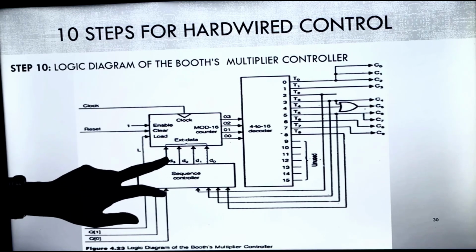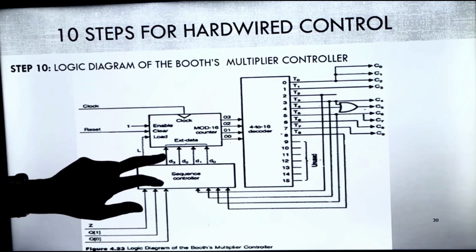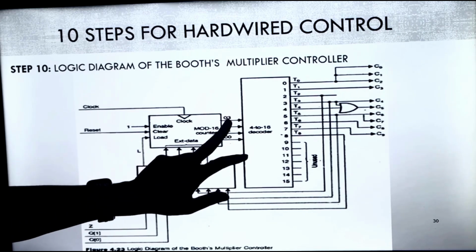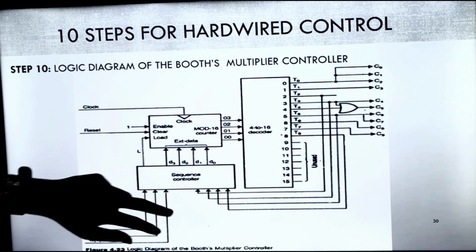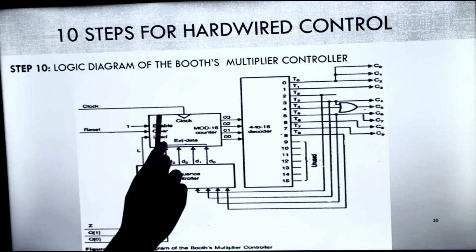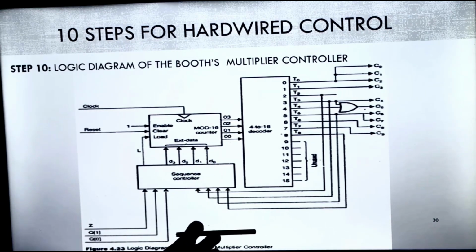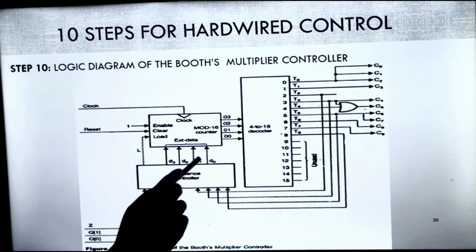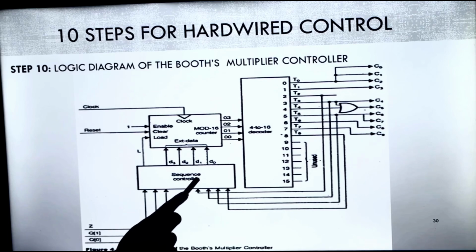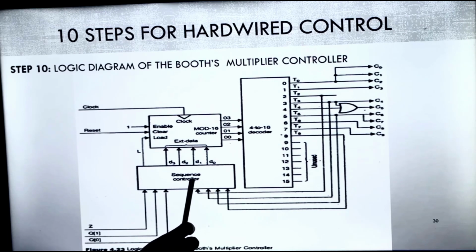Now the mode 16 counter also will take some inputs, as I told you. It may be any input. Irrespective of these inputs, the clock cycle will be going on sequentially. I told you that. So these are the input lines to the mode 16 counter. What are those? The input lines to the mode 16 counter are nothing but the output of your sequence controller. What is a sequence controller?